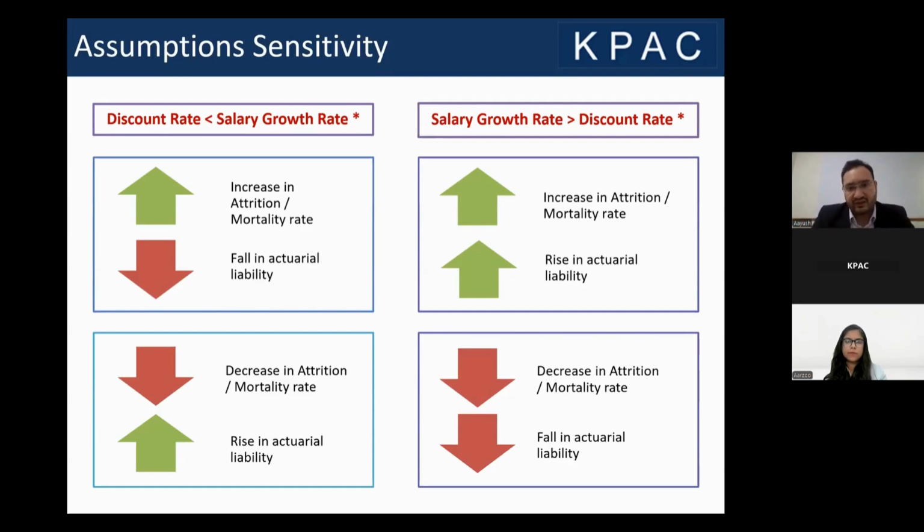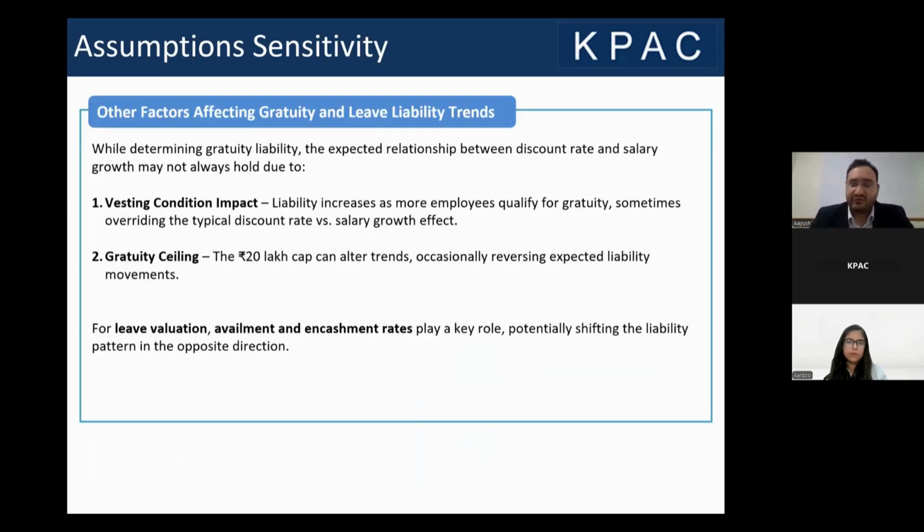On the contrary, if the salary growth rate is lower than the discount rate, then we will see the opposite direction happening. Moving on to the next slide. There are a few conditions which, if applicable, mean the previous scenario will not hold true. I'll explain why the previous scenarios might not hold true.